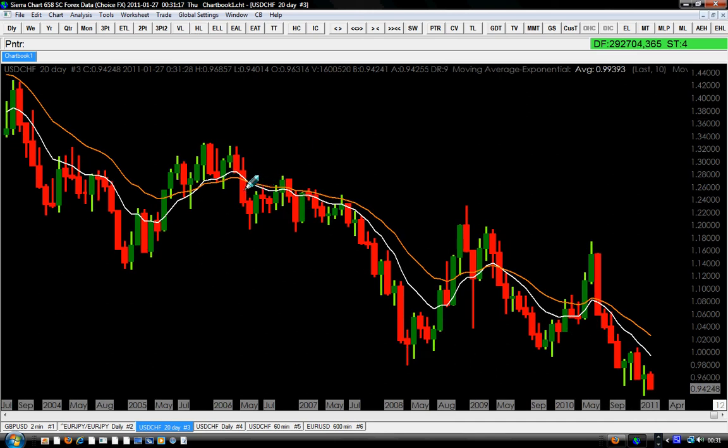Here we have the USD CHF currency pair. As you can see, the white line is the exponential moving average 10, and behind that we have the orange line, which is the exponential moving average 20. We are on the monthly chart of the USD CHF currency pair. So as you can see, the price failed to find resistance at the exponential moving average 10. We will look for opportunity to sell at the edge of the exponential moving average 20. That's what happened here on the monthly chart.